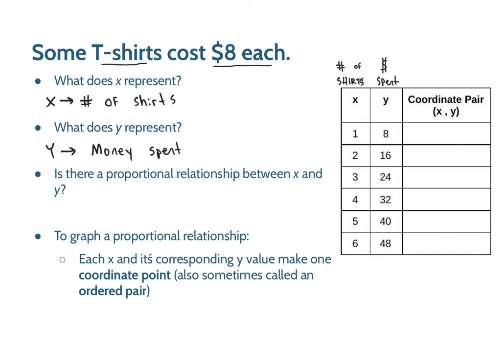So for this situation, our independent variable, or X, is going to be the number of shirts we've purchased, and our dependent variable, or Y, is going to be the amount of money we have spent. So go ahead and add that to the table on your notes.